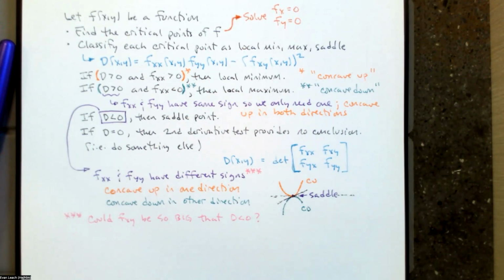One thing that we should think about: because we have fxx times fyy, and then we're subtracting the square of fxy, could it be that fxy is so big that even though fxx and fyy have the same signs, we're subtracting so much we end up negative anyway? Could it be that fxy is so big that d ends up being negative?